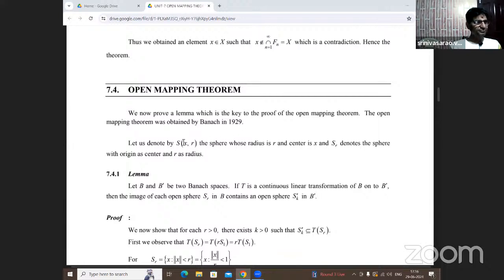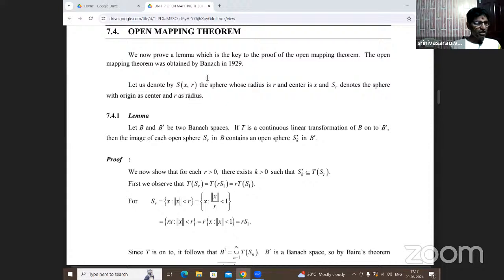First of all, we must know that each and every mathematician, whether in algebra or analysis, is associated with so many theorems. Here Banach is also one of the great mathematicians. That mathematician is the one discussed in the open mapping theorem.